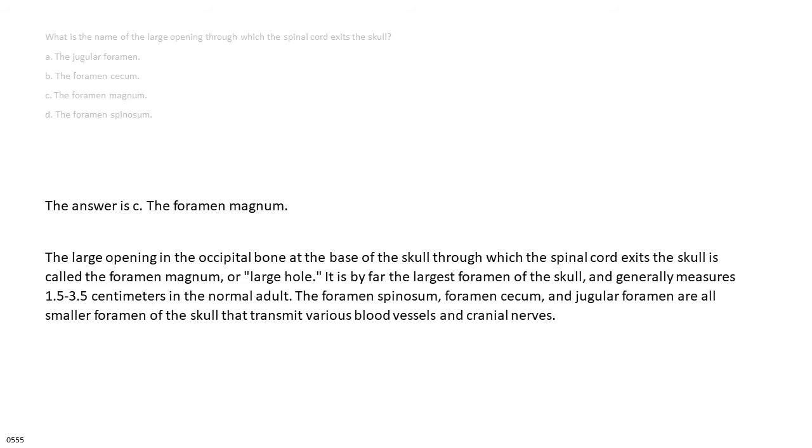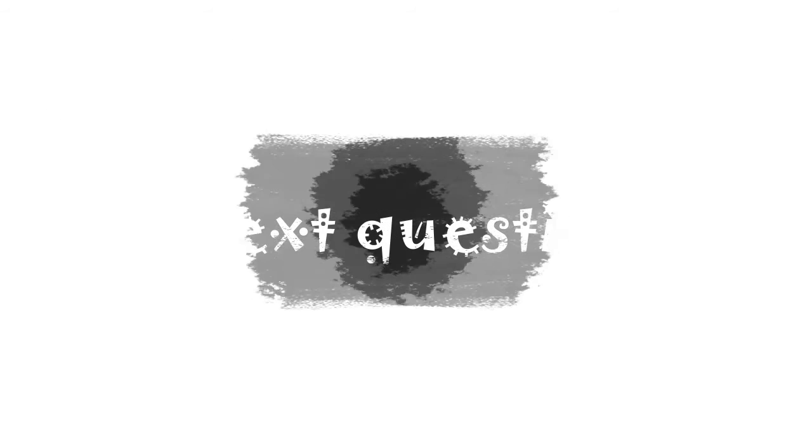The answer is C. The foramen magnum. The large opening in the occipital bone at the base of the skull through which the spinal cord exits the skull is called the foramen magnum, or large hole. It is by far the largest foramen of the skull, and generally measures 1.5 to 3.5 centimeters in the normal adult. The foramen spinosum, foramen cecum, and jugular foramen are all smaller foramina of the skull that transmit various blood vessels and cranial nerves.